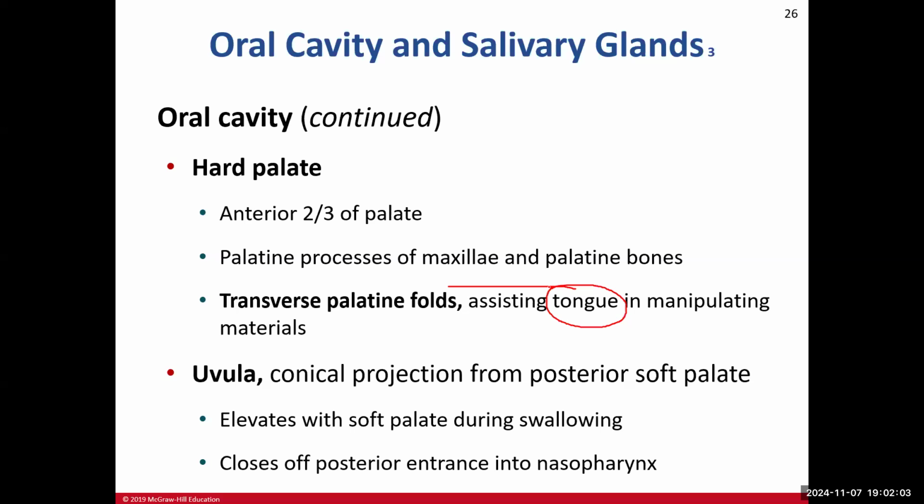Maybe you have a sore on the inside of your mouth and you want to keep the food away from that side of your mouth. So the tongue helps with that.